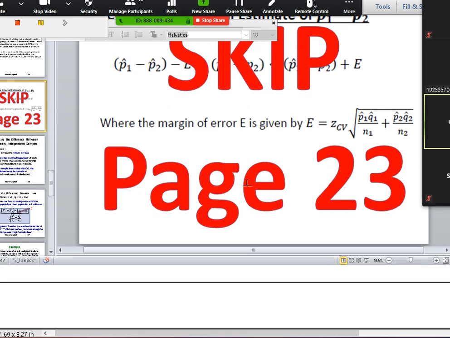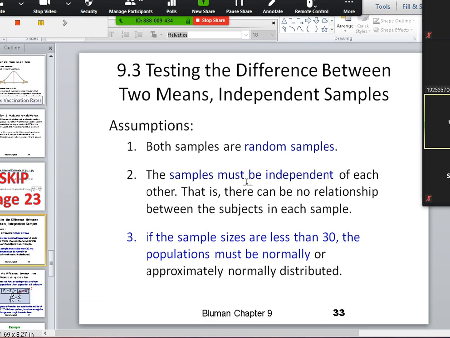page 24. So this is page 24. We're talking about testing the difference between two means. I think it says two population means, independent samples, 9.3 is what your sheet says. So first of all, both samples have to be random. They have to be independent of each other. In other words, there can't be a relationship between the two samples. And then sample sizes have to be at least 30 or normally distributed.